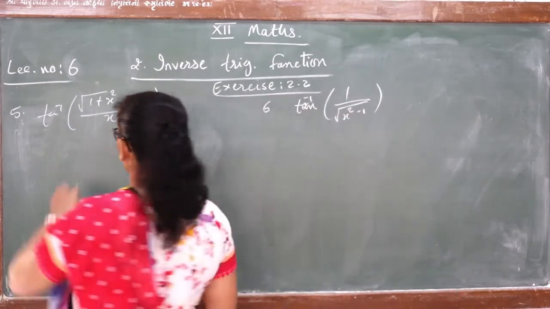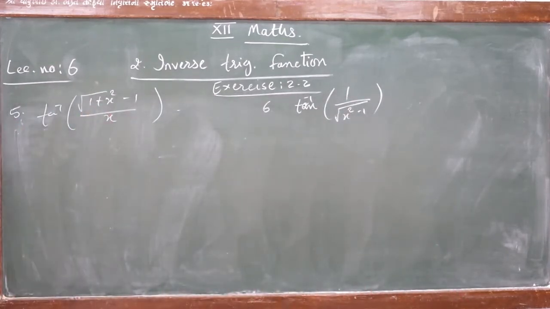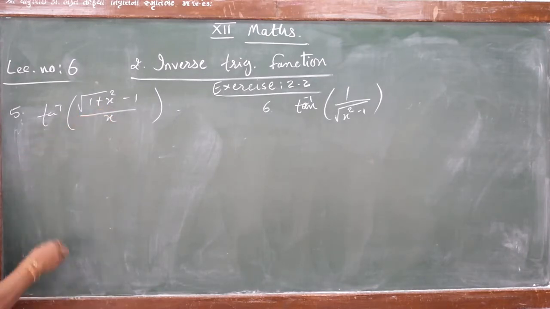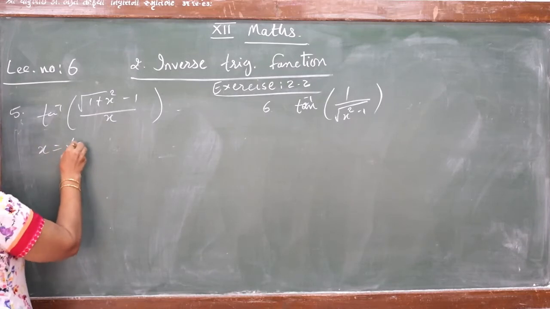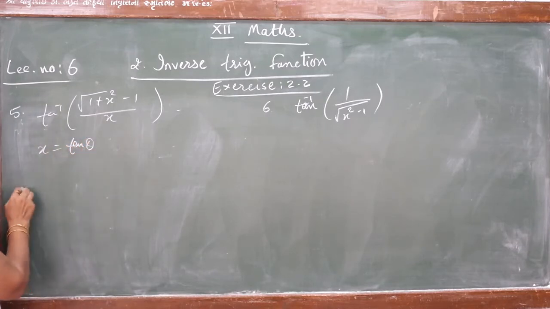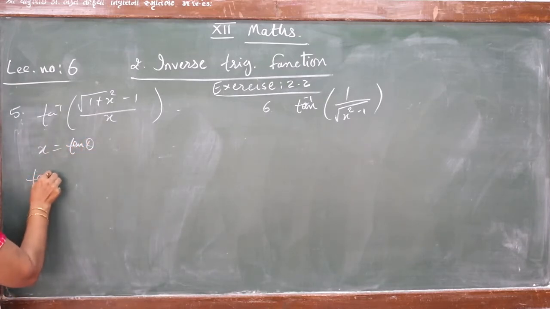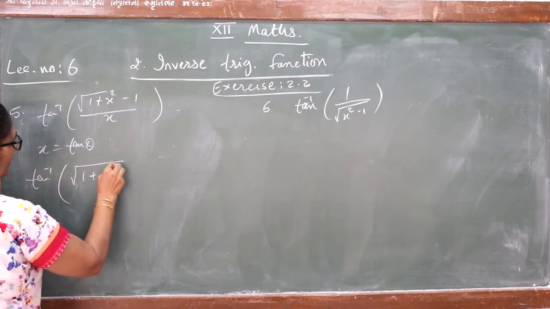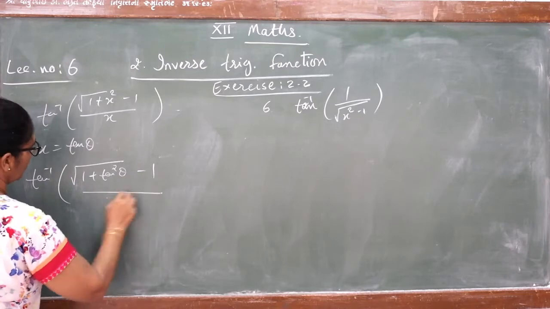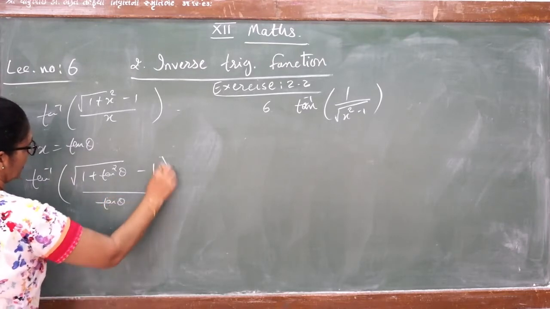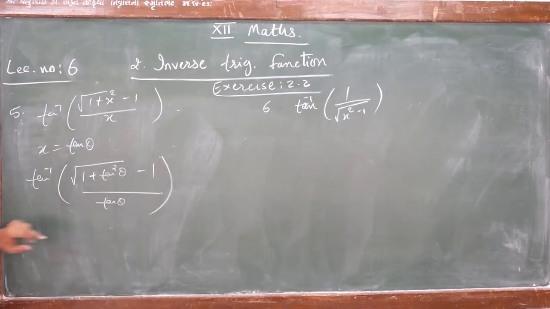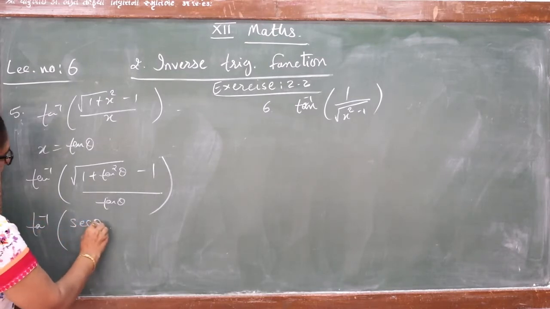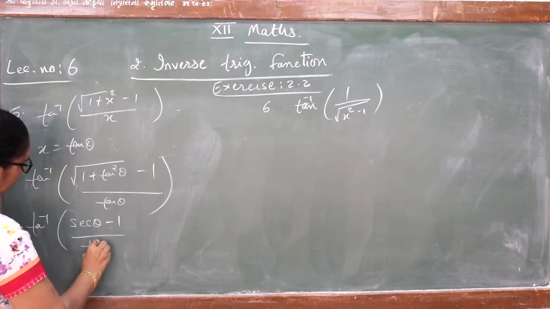See, first, 1 plus x square. You have to apply an assumption in such a way that 1 plus x square becomes a formula. So if we take x equal to tan theta, 1 plus tan square is sec square, we know it. So we can take the assumption with tan theta. Under root 1 plus tan square theta minus 1 upon tan theta. Now what to do? 1 plus tan square is sec square, and if it is removed from the root, it will be sec theta minus 1 upon tan theta.